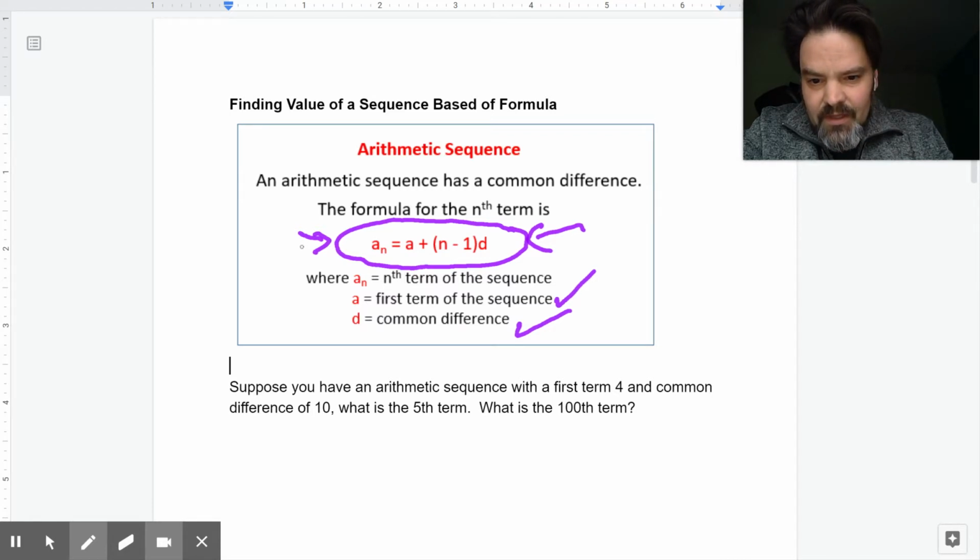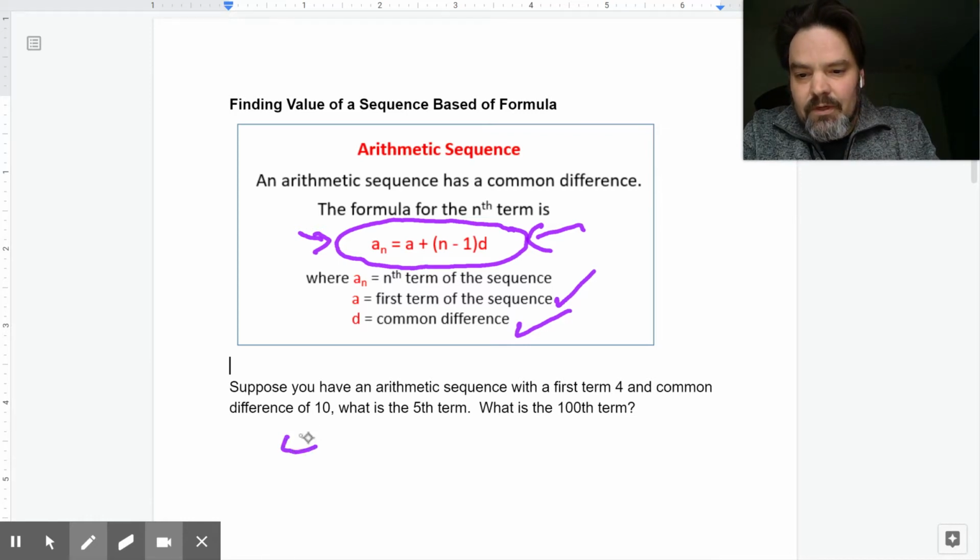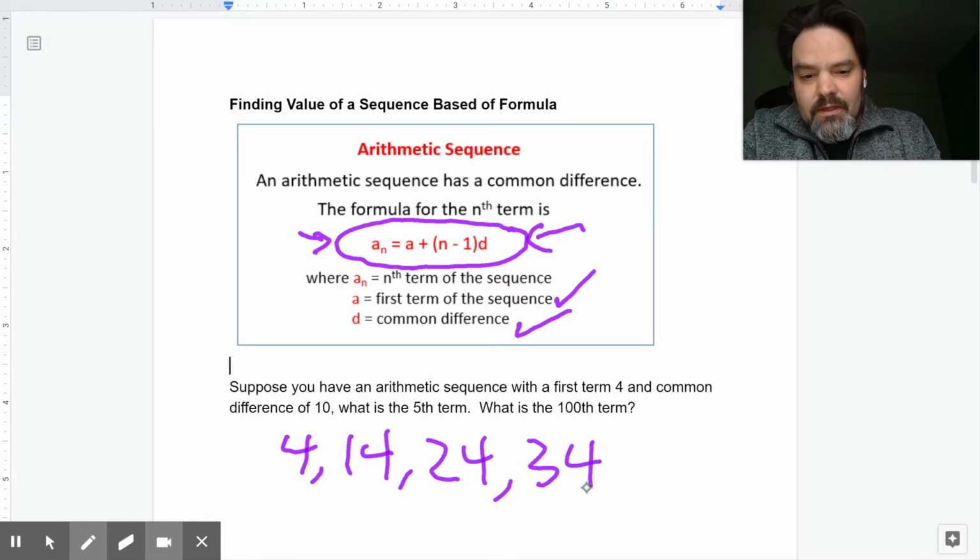So for example, we have an arithmetic sequence with the first term 4 and a common difference of 10. What is the fifth term? Okay, so that's pretty small. So we can just do this by writing the sequence. We start with 4, and then we add 10, so we get 14. We add 10, so we get 24. Now we're at the third term. The next term is 34, and the fifth term would be 44.